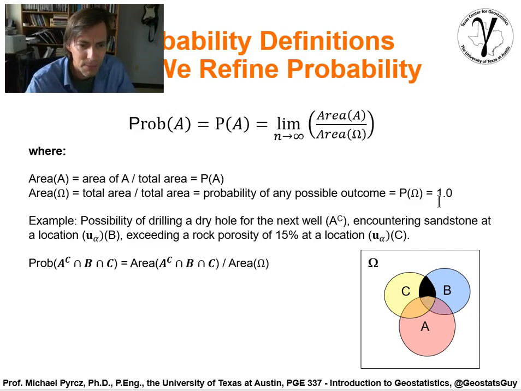And so we could talk about different examples of this. We could talk about the possibility of drilling a dry hole in the next well, which would be a complement. If event A would be drilling a hole that's not dry, and encountering sandstone at a location could be represented by B, and exceeding rock porosity of 15% at location U alpha could be event C, now we have a joint intersection of events: A complement intersecting with B, intersecting with C. We would be talking about the area of A complement intersecting with B and C. So we can take the area that's intersecting with B and C, and subtract from it the area that is actually within A, and we get that area right there.